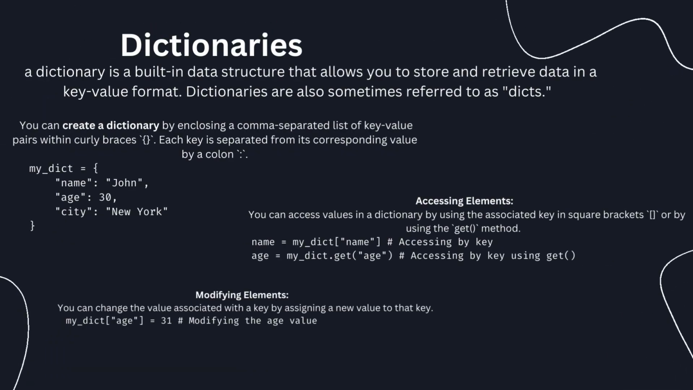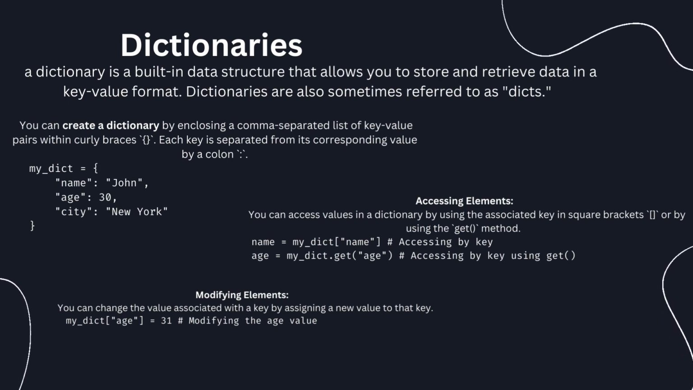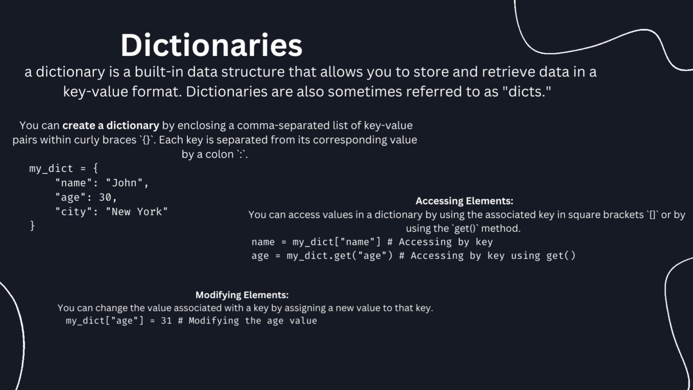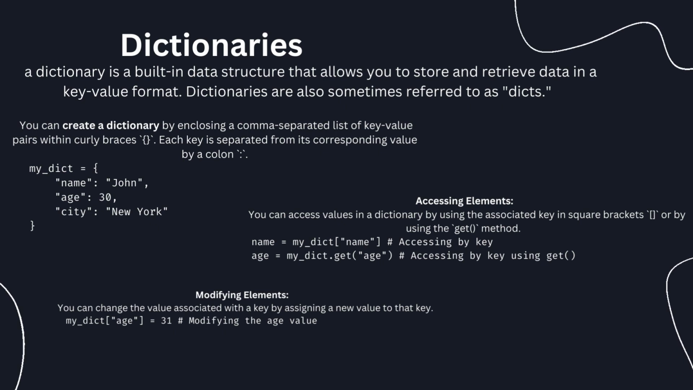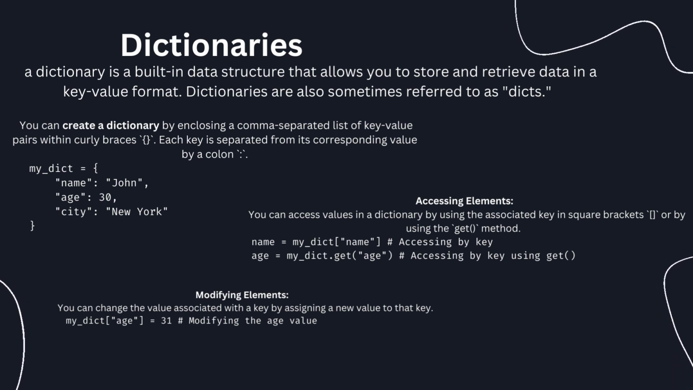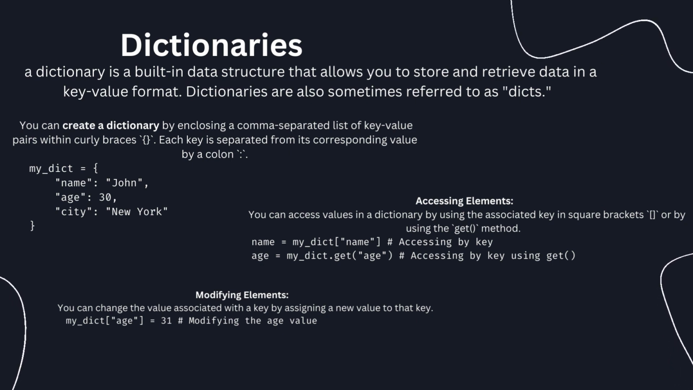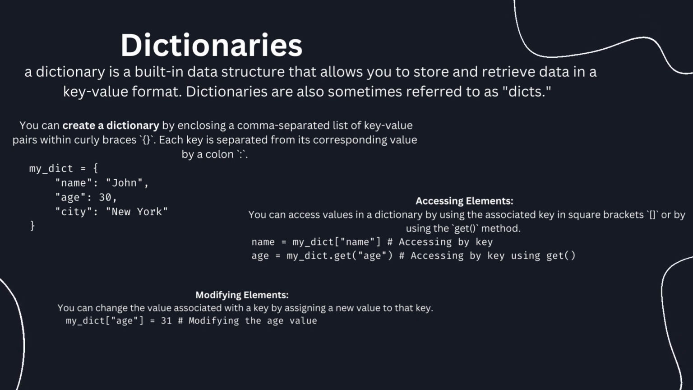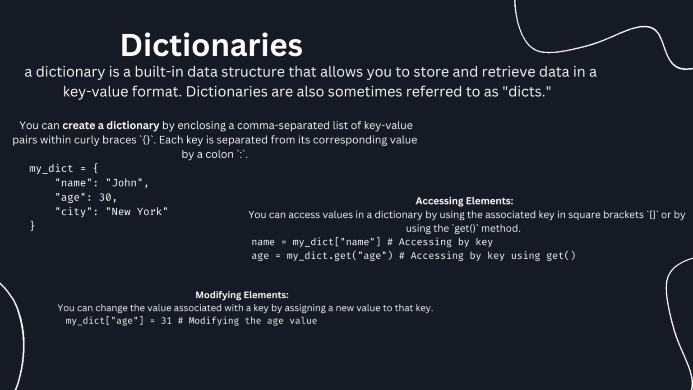All right, so feel free to pause that if you need to on the list example, but we're going to move on to dictionaries. A dictionary is a built-in data structure that allows you to store and retrieve data in a key-value format. Dictionaries are also sometimes referred to as dicts, if you see that. To create a dictionary, you would start by enclosing a comma-separated list of key-value pairs within curly brackets. Each key is separated from its corresponding value by a colon. Again, you can see this in the example right here.